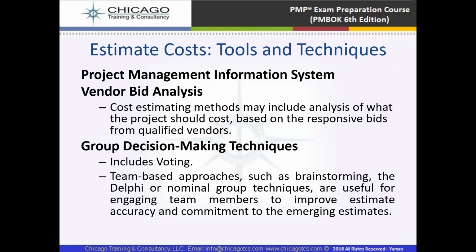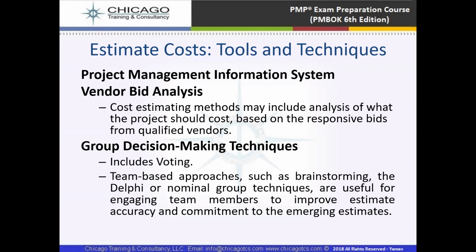And then we have project management PMIS, project management information system, which is vendor bid analysis and group decision-making techniques. Cost estimation methods may include analysis of what the project should cost based on the responsive bids from qualified vendors. So we are going to assess this based on our qualified vendors, based on our approved vendors list. We are going to get the responsive bids from them to manage our vendor bid analysis.